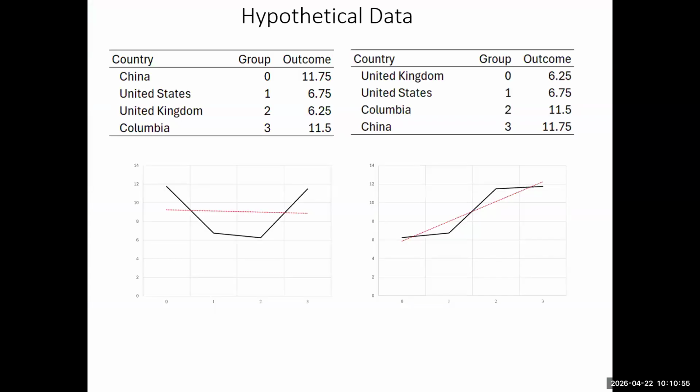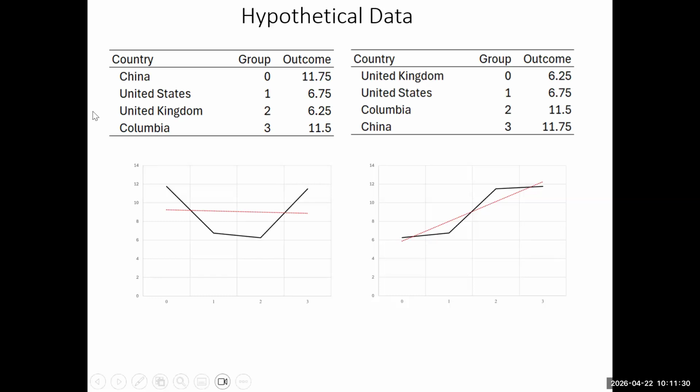Okay. At the top of this slide, I've got two tables showing the four countries. Each country here has 25 hypothetical participants. And the group variable shows how the countries are coded quantitatively on the data file. So in the first configuration, China gets a code of 0, the US gets a code of 1, the UK gets a code of 2, and Colombia gets a code of 3. The entries in the outcome column are a hypothetical average measure of collectivism for the sample in question.